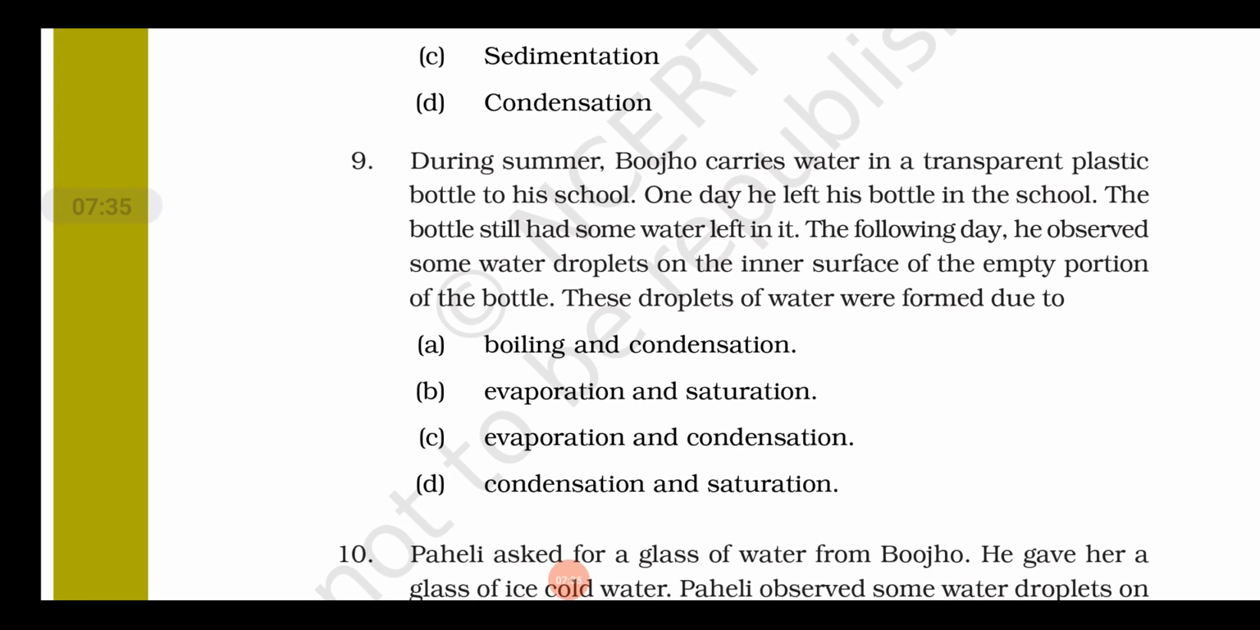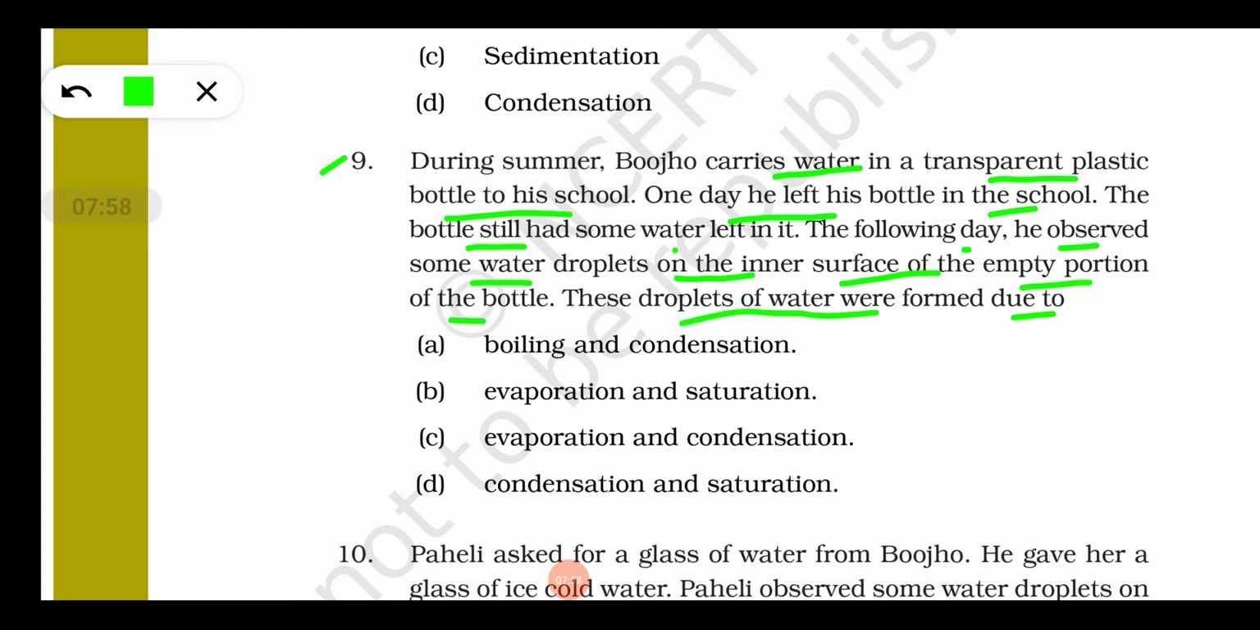Okay, I don't know why they have written black solid copper sulfate, because the color of copper sulfate is blue, not black. Question number 9. During summer, Bujo carries water in a transparent plastic bottle in his school. One day he left his bottle in school. The bottle still had some water left in it. The following day he observed some water droplets on the inner surface of empty portion of the bottle. These droplets of water were formed due to evaporation and condensation.